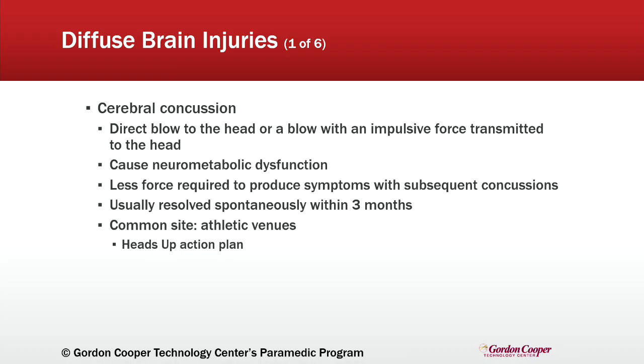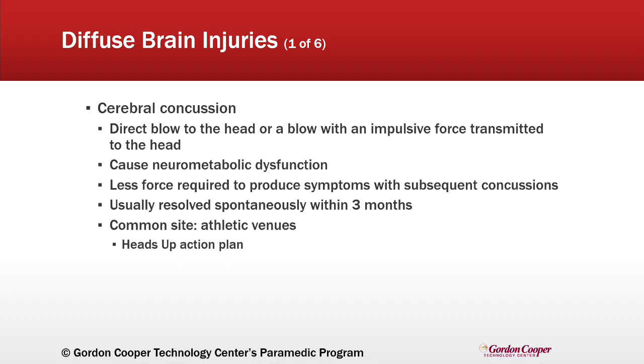Diffuse brain injuries are going to affect the entire brain. A cerebral concussion is a diffuse brain injury that's caused by direct blow to the head, face, or neck, or by an impulsive force transmitted to the head. The resultant disturbances in the brain function are related to those neurometabolic dysfunctions.